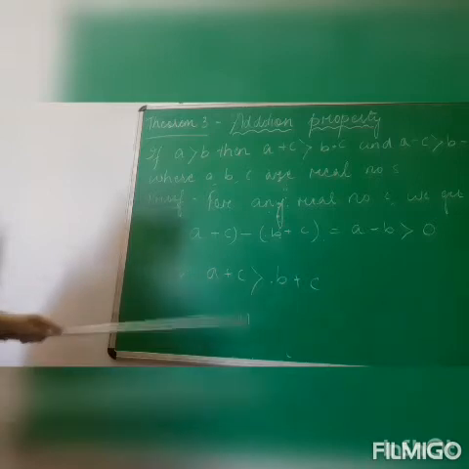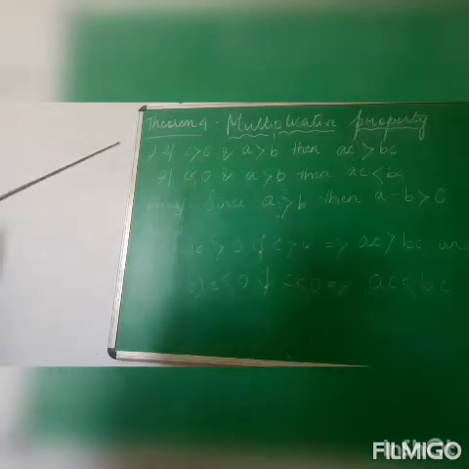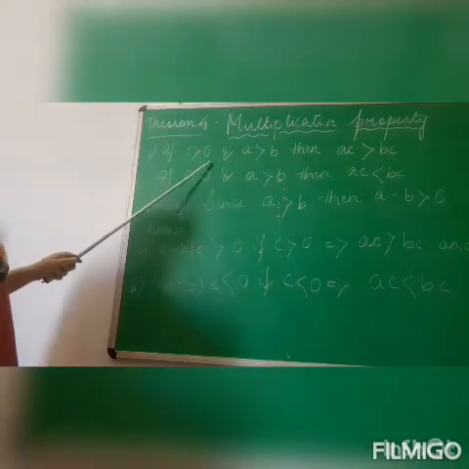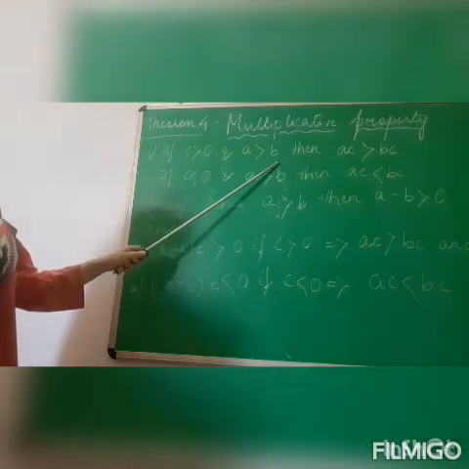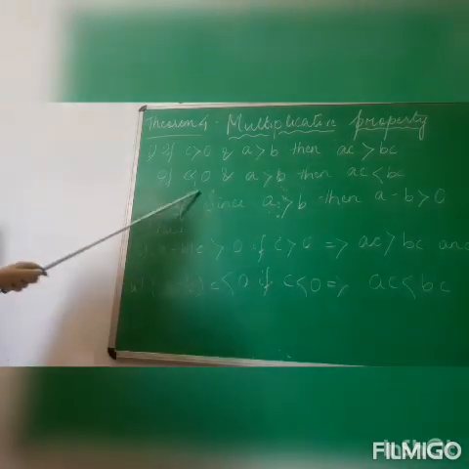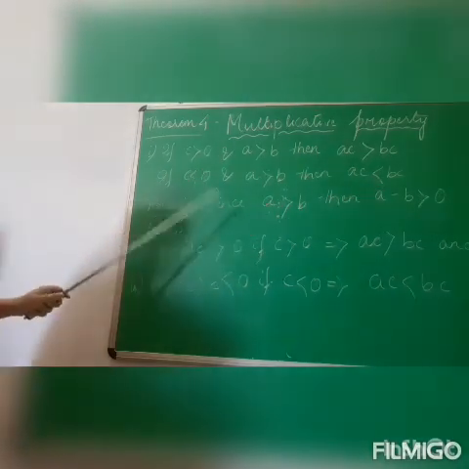Therefore, A plus C will be greater than B plus C. So this is theorem number 3. Now the fourth theorem is based on the multiplicative property. See here, if C is greater than 0 and A is greater than B, then AC is greater than BC. If C is less than 0 and A is greater than B, then AC will be less than BC.